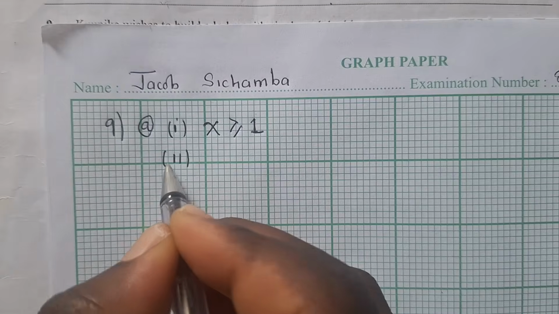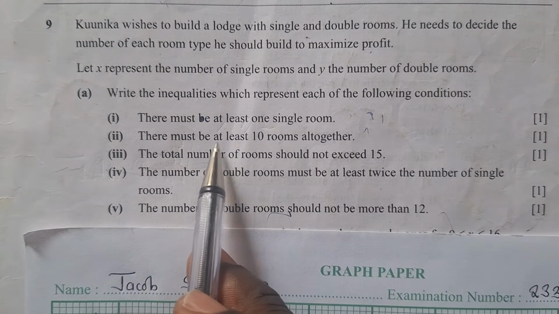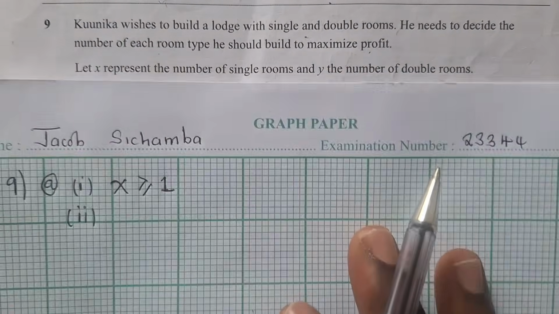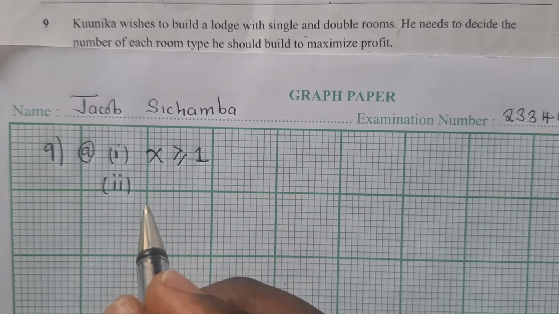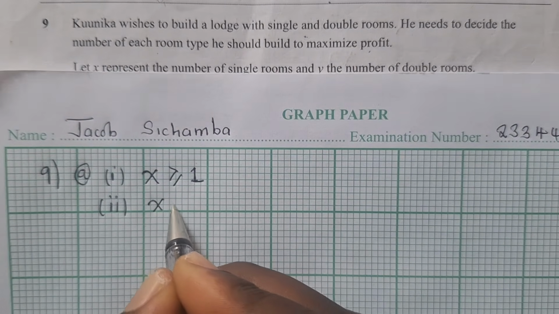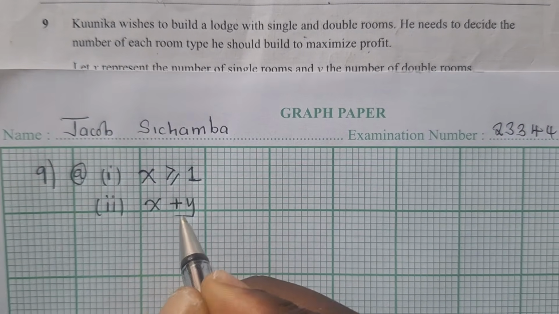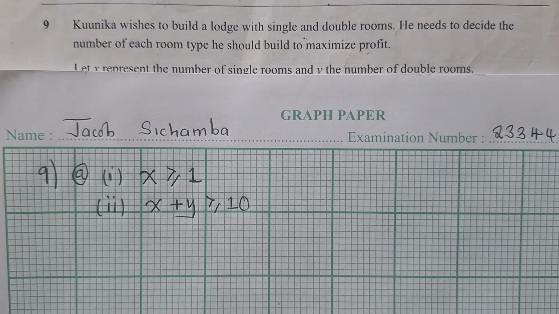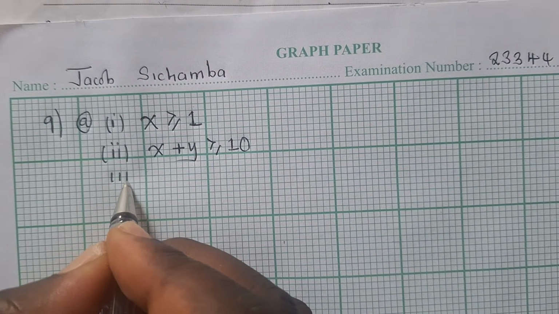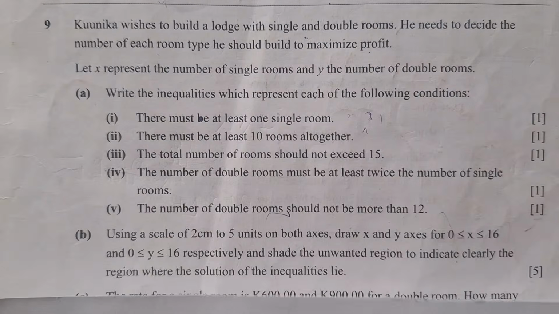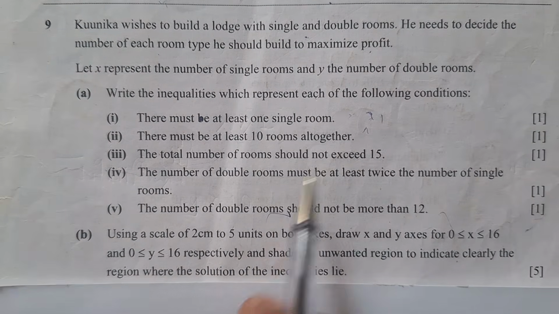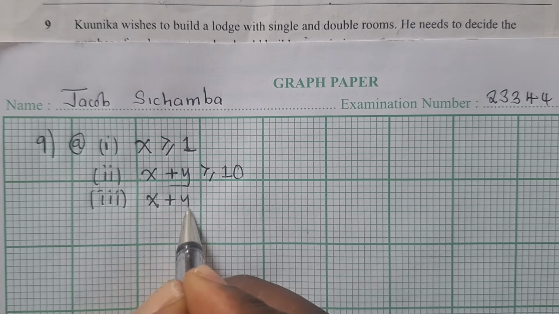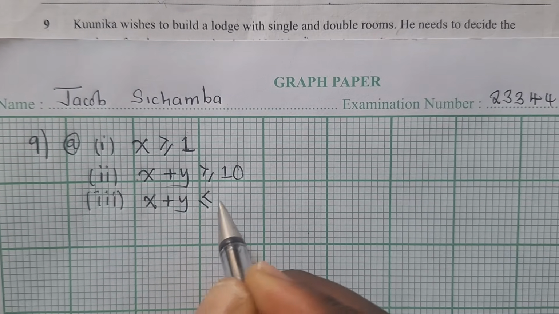Number 2 says that there must be at least 10 rooms altogether. So we know that altogether it's addition, okay? Remember, so we're going to say X, which is single rooms, plus Y, which is double rooms, must be greater or equal to 10, okay? The next one, which is number 3, says that the total number of rooms should not exceed 15. So the total number, that is X plus Y, should not exceed, meaning it should be less or equal to 15.